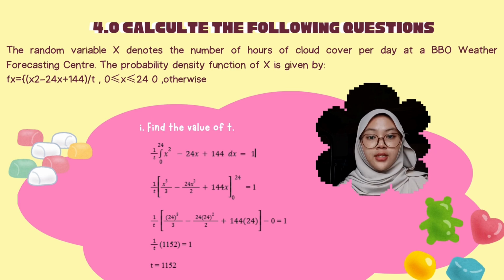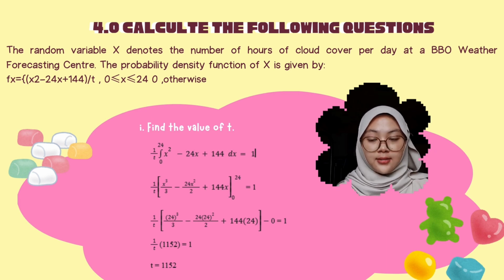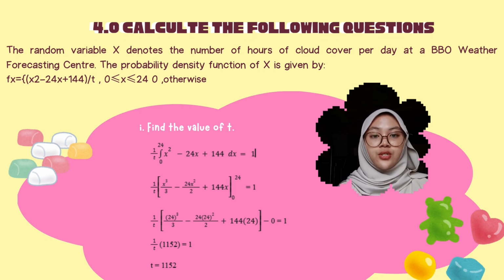So here's the calculation. Let me explain about it a bit. So 1 over t, integrate the limit of x is 0 to 24, x squared minus 24x plus 144 dx equals to 1. And then we need to substitute the value of x into the equation, and then you will get t, which is 1152.